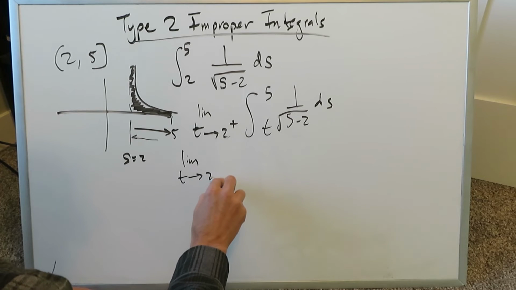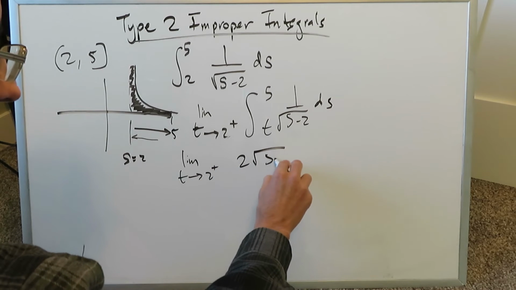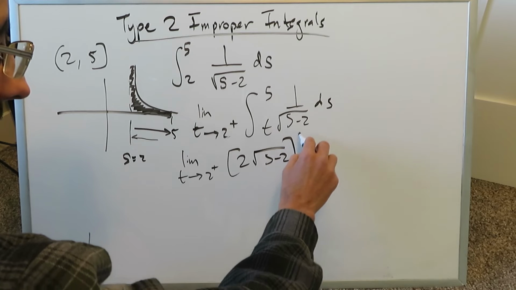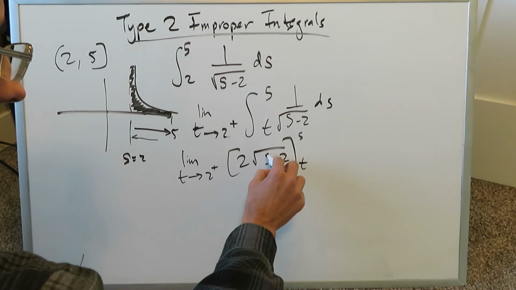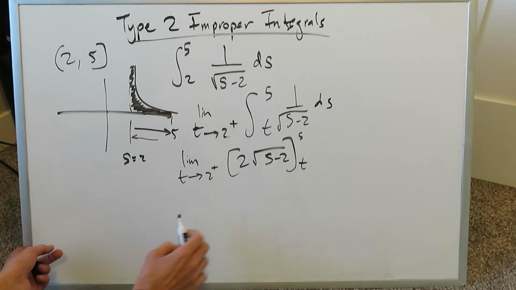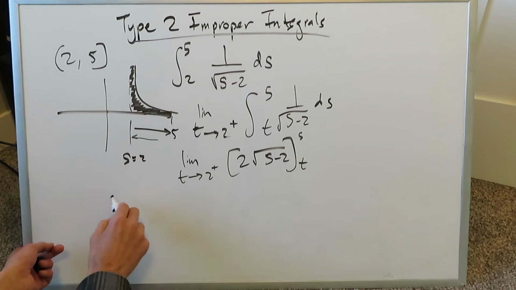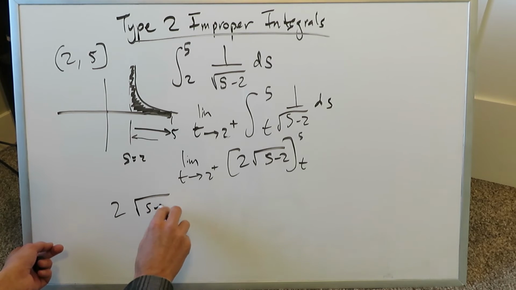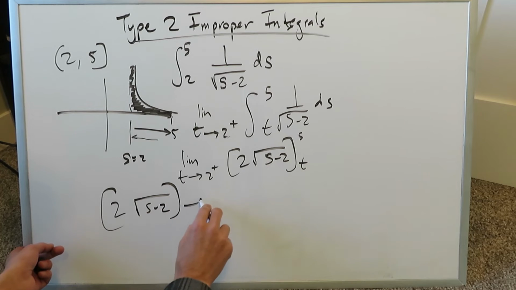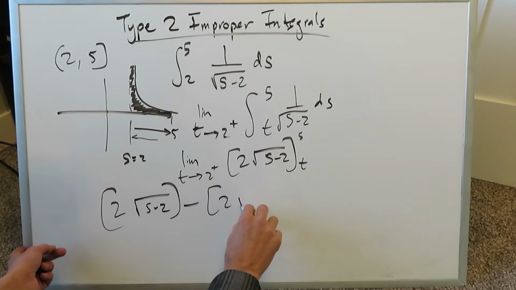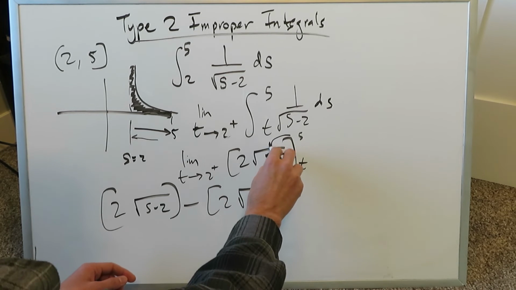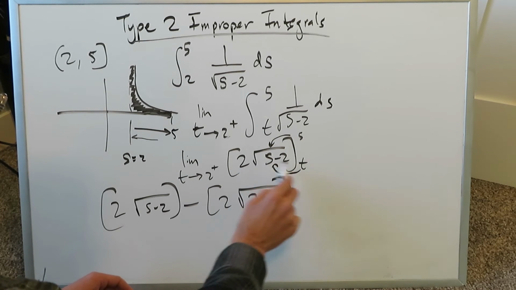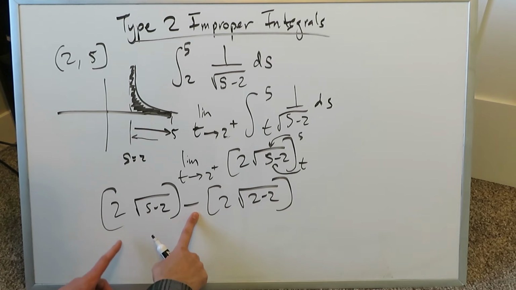Limit as t approaches 2 from the right, we have 2 root s minus 2. We're looking here at everything from 5 and t. All we have to do is the application of these definite integrals and see how everything plays out. Technically you could push the 2 outside, but we don't have to. We're looking at 2 root of 5 minus 2, minus, then we're looking at 2, the lower value now coming in, 2 root of t minus 2. Think about it. 5 went in place of s. T, which is 2, went in place of s. You're doing the difference of the 2.